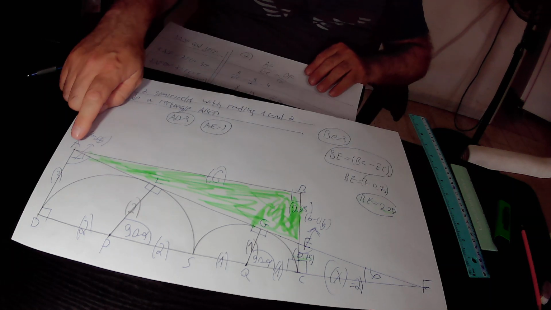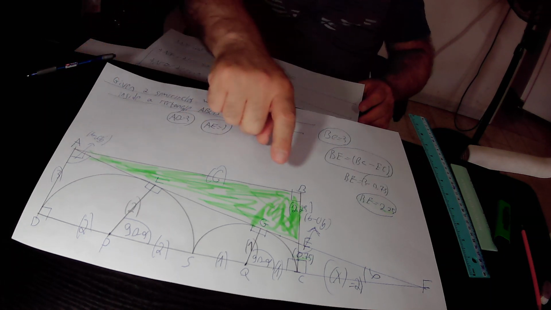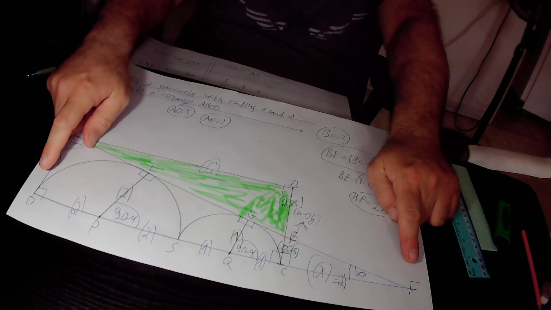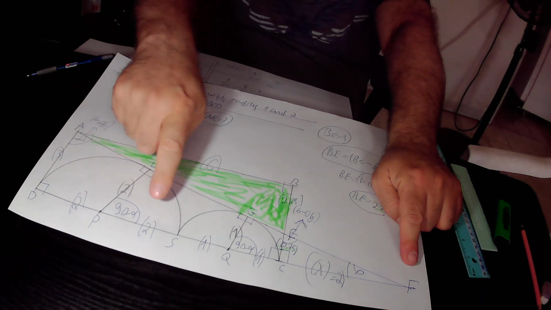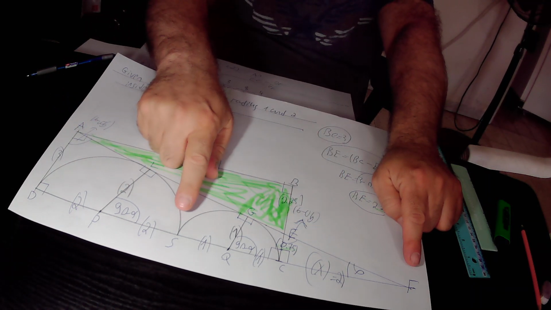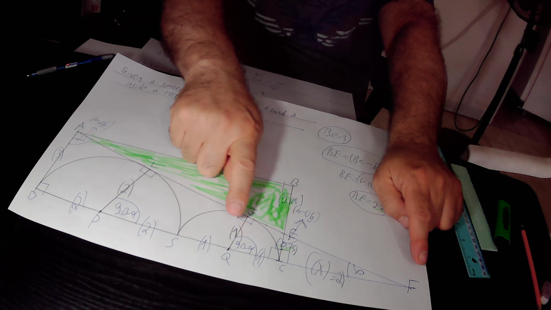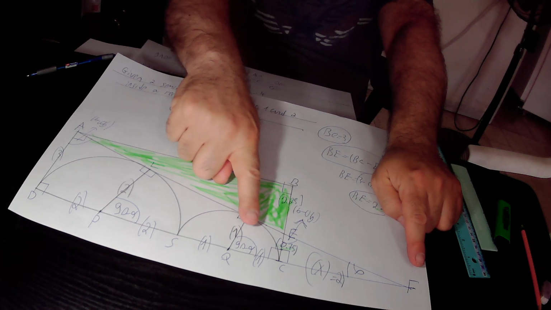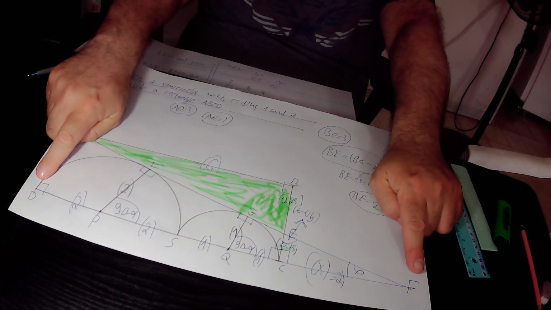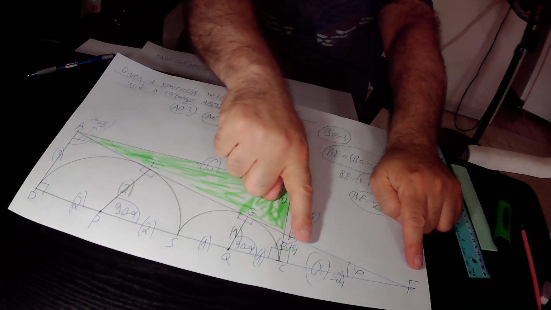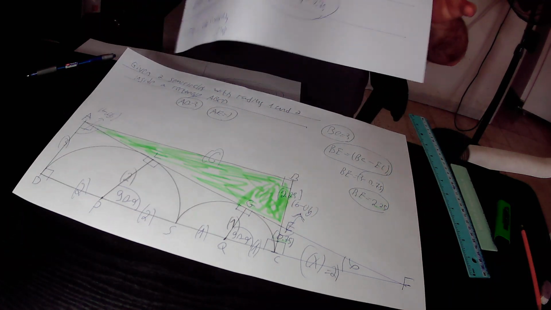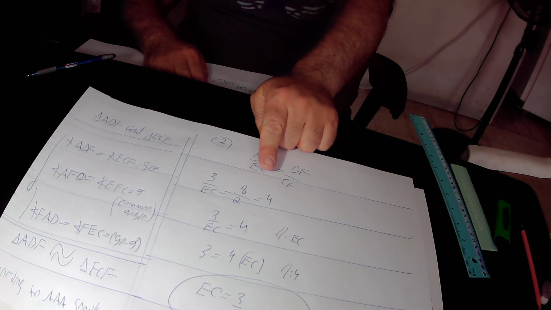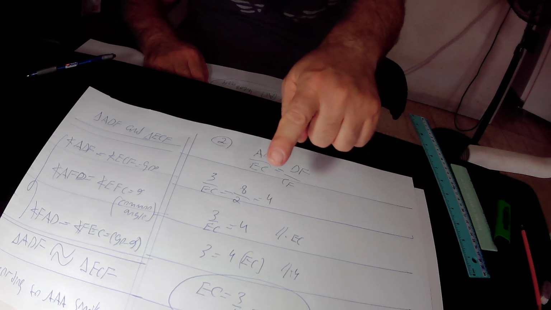AD is 3, according to what is given in the question, over EC. EC is the missing side, so we leave it as it is. And it equals DF. DF in total equals 2 plus 2 plus 2, that is 6, plus 1 plus 1, that is in total 8. So DF in total equals 8 over CF. CF equals 2. So we found that 3 over EC equals 8 over 2. 8 over 2 is 4, so in total 3 over EC equals 4.